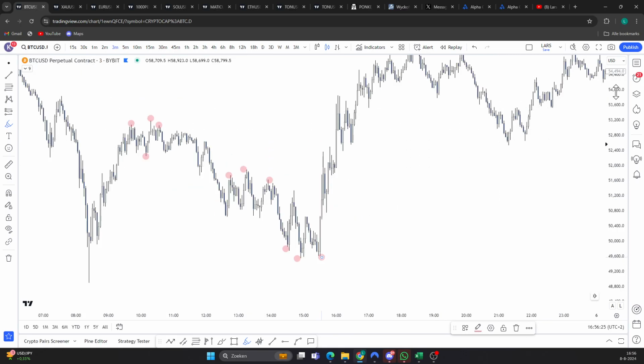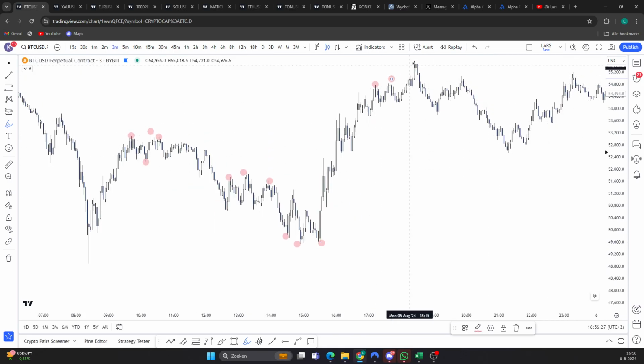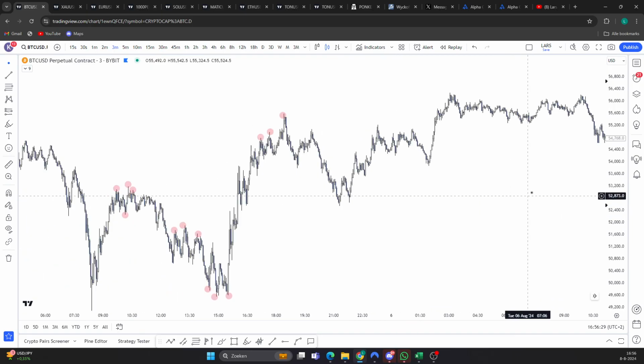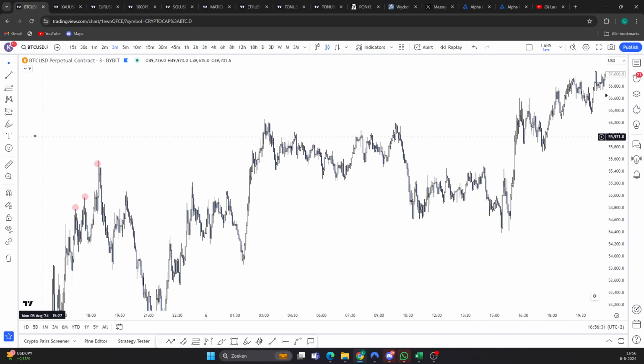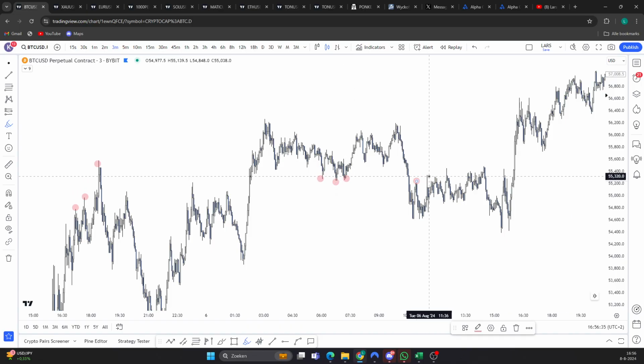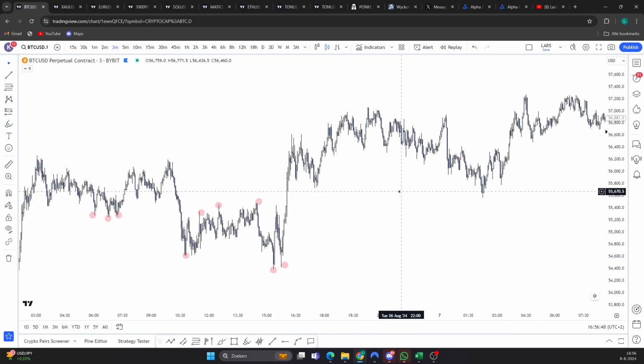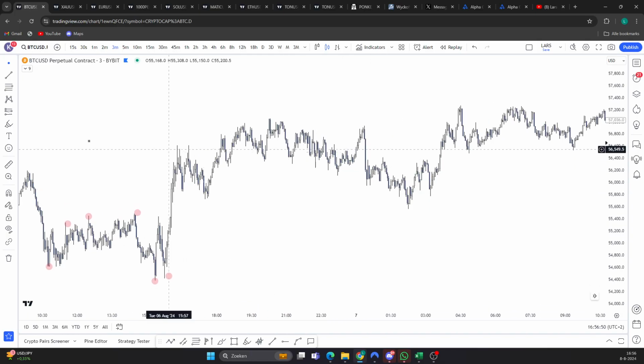1, 2, 3, 1, 2, 3, 1, 2, 3. And this is probably something that went over in a higher time frame schematic. And right here, you can see 1, 2, 3. Distribution going over into accumulation. Right here. 1, 2, 3.